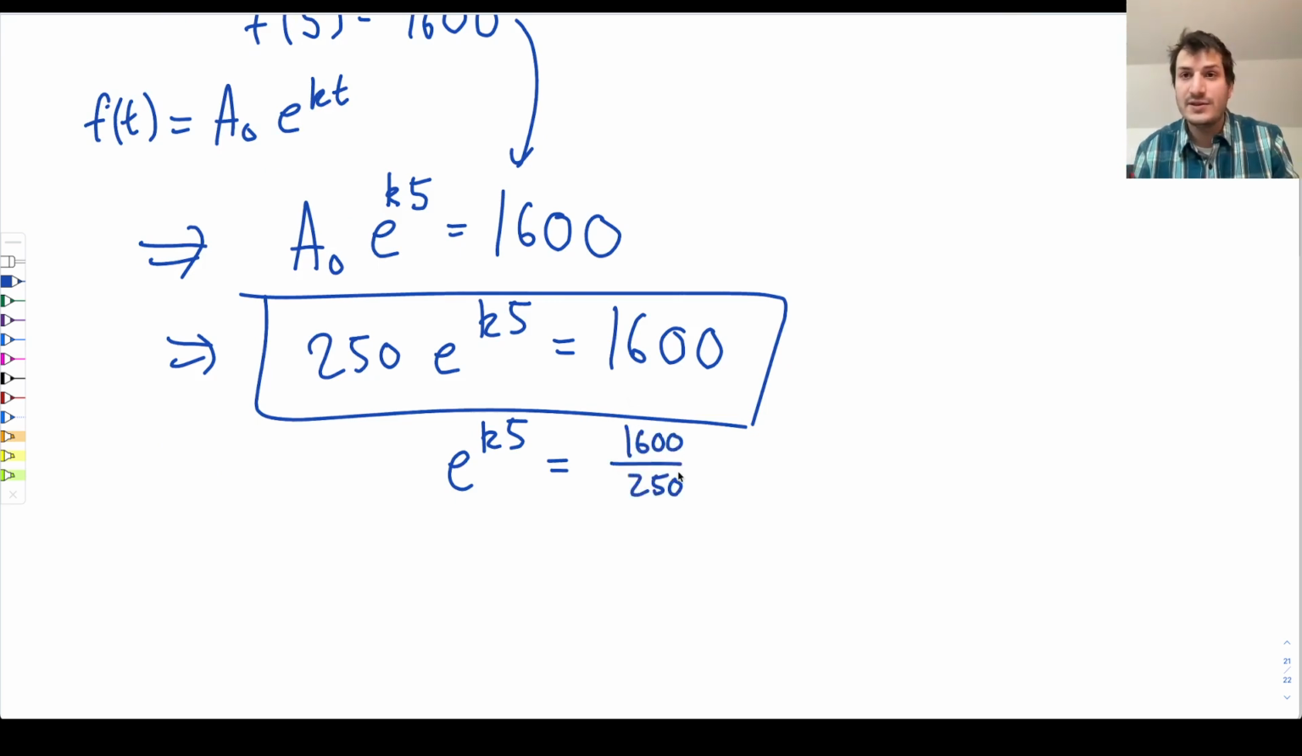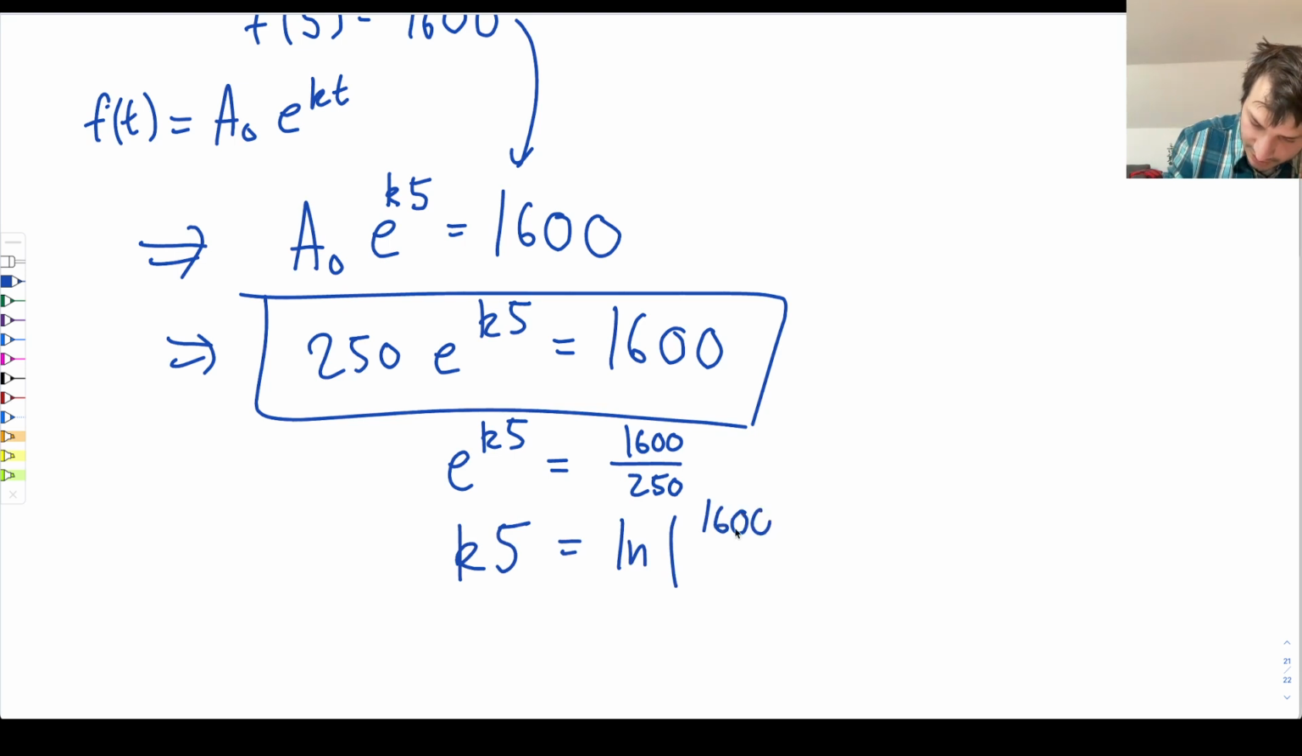And now you have a few choices for how you want to use your logarithms. You can either take the log of both sides or write 1,600 divided by 250 as a log. But either way, the answer is going to be k times 5 is the ln of 1,600 divided by 250. Okay, and if that's k times 5, then k is 1/5 times this.